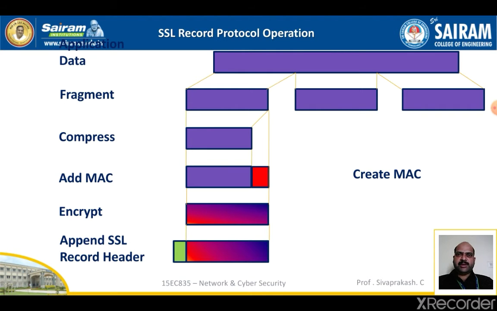The first step is fragmentation. Each upper layer message is fragmented into blocks of 2 to the power of 14 bytes or less. Next, compression. Compression is optionally applied. Compression must be lossless and may not increase the content length by more than 1024 bytes. In SSL version 3, no compression algorithm is specified, so the default compression algorithm is null.